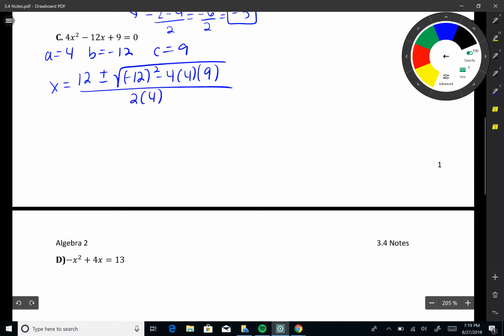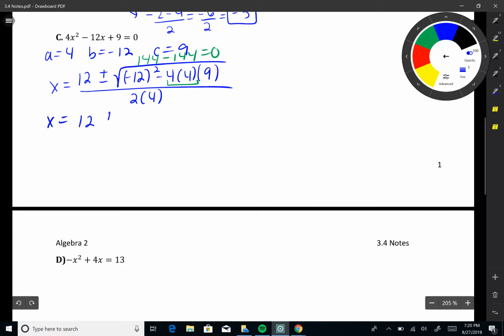All right, let's see what's under the radical first. Negative 12 squared is a positive 144. Then I'm going to take negative 4 times 4, which is negative 16. Now use your calculator here. It's okay. So now I'm going to take 16 times 9. That's 144. So I'm subtracting 144 from 144, and obviously that's 0. So this is a special case.